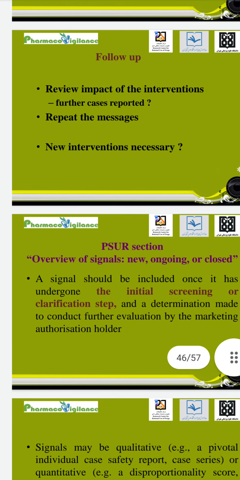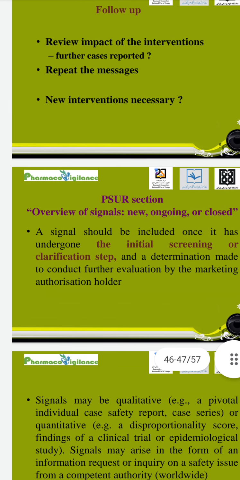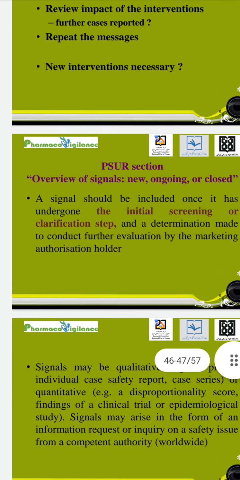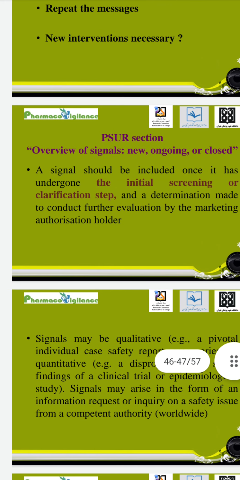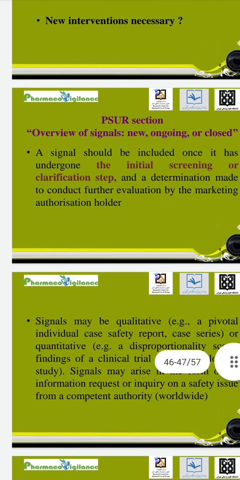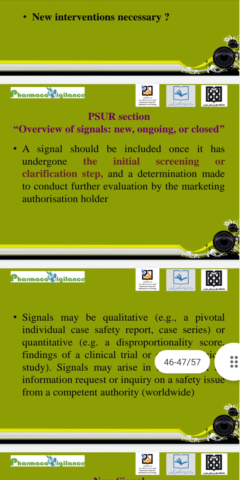PSUR section: overview of signals, new, ongoing, or closed. A signal should be included once it has undergone the initial screening or clarification step, and a determination made to conduct further evaluation by the marketing authorization holder.